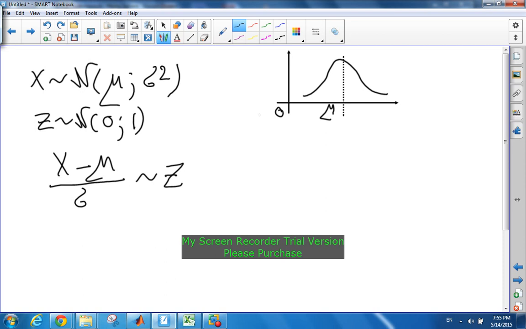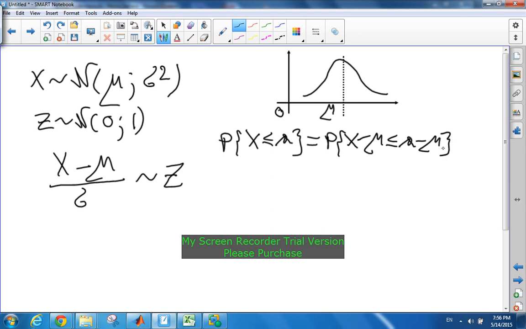Namely, if you want to compute the probability that x is less than or equal to some number a, well, that's the same thing as the probability, and now what I'm going to do is subtract mu from both sides of this inequality. So x minus mu less than or equal to a minus mu. All I did is subtract mu. That's just basic algebra, that's not probability. And then I divide both sides of the inequality by sigma.